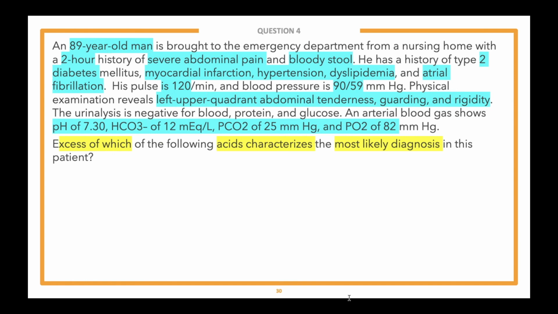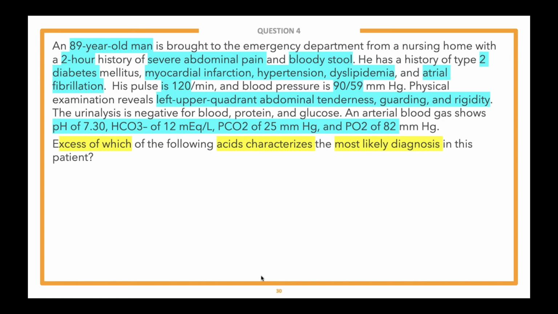So I think we've got a few steps going on here. I think one, we need to figure out what is the most likely diagnosis, and then 2, what acid would be in excess in that diagnosis. So I think we have a nice 2-step question here. So let's take a look at the answer choices one more time.